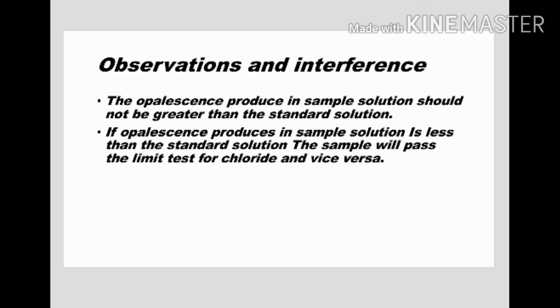Now coming to the observations and interference. The opalescence produced in sample solution should not be greater than the standard solution. If opalescence produced in sample solution is less than the standard solution, the sample passes the limit test for chloride and vice versa. In this way, we have completed the limit test for chloride.